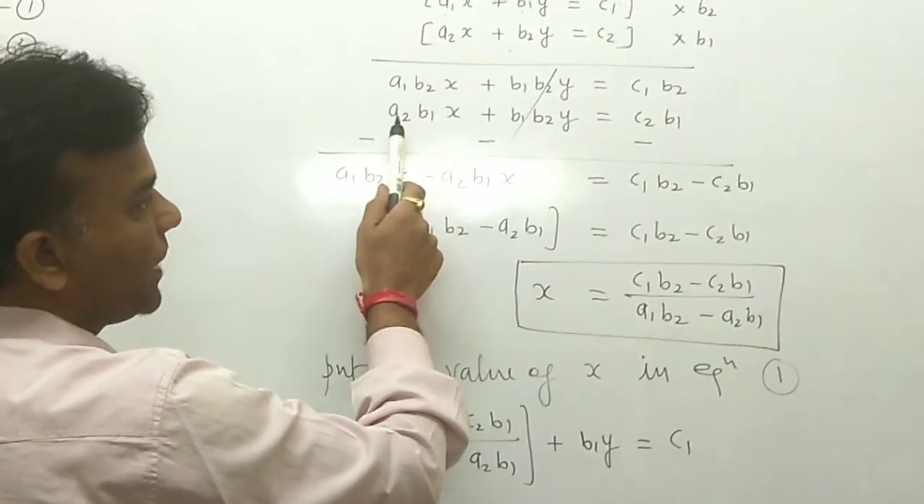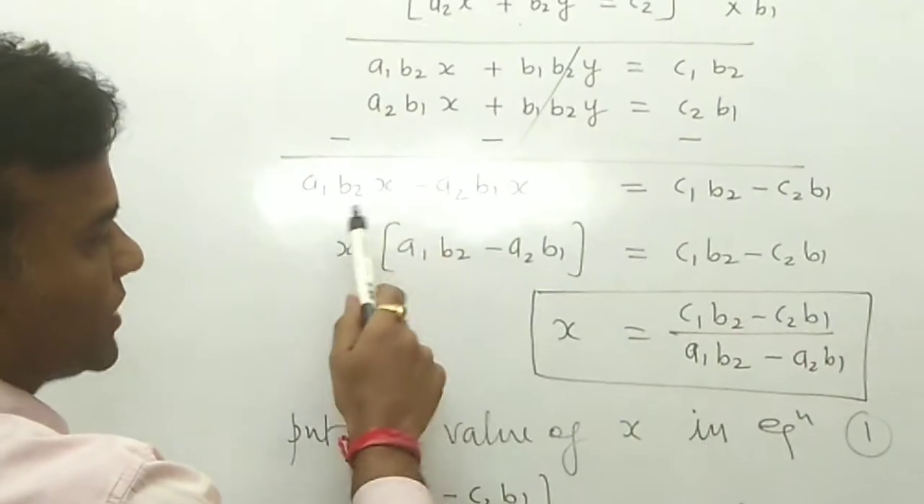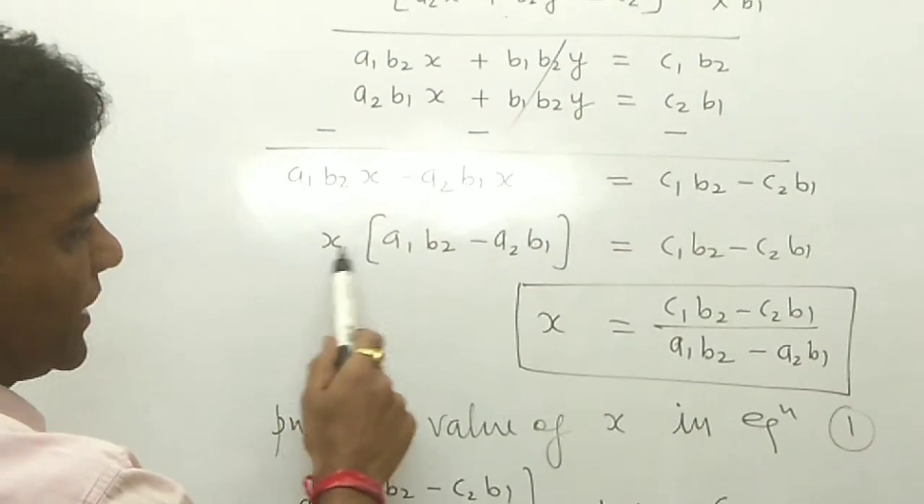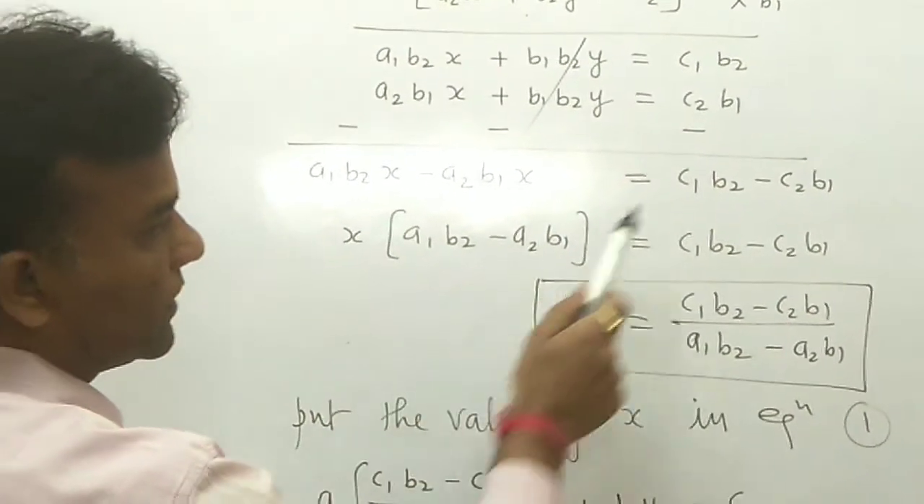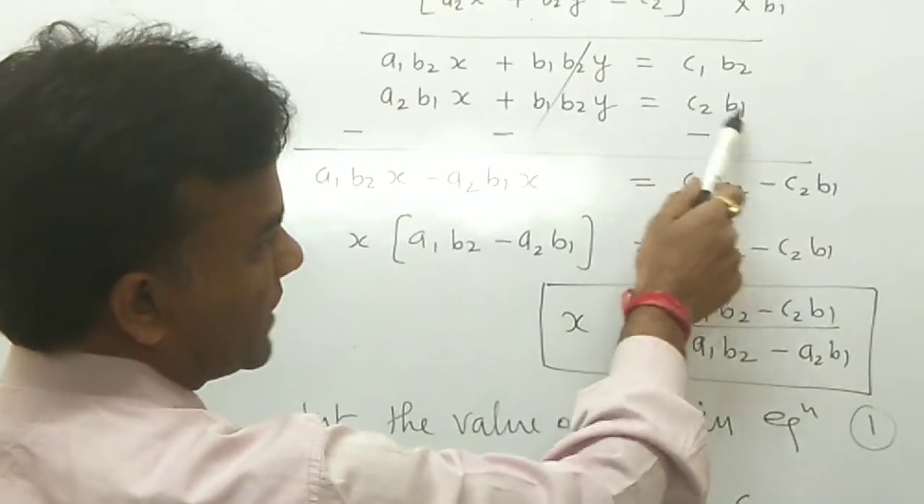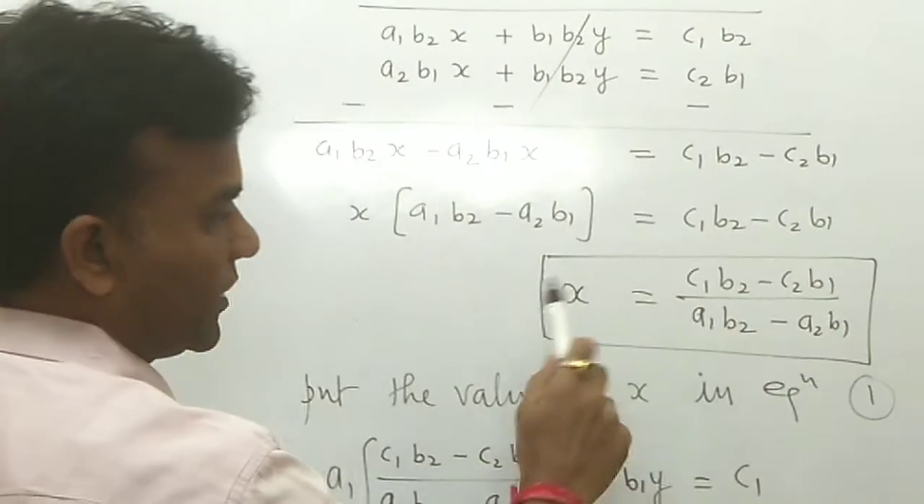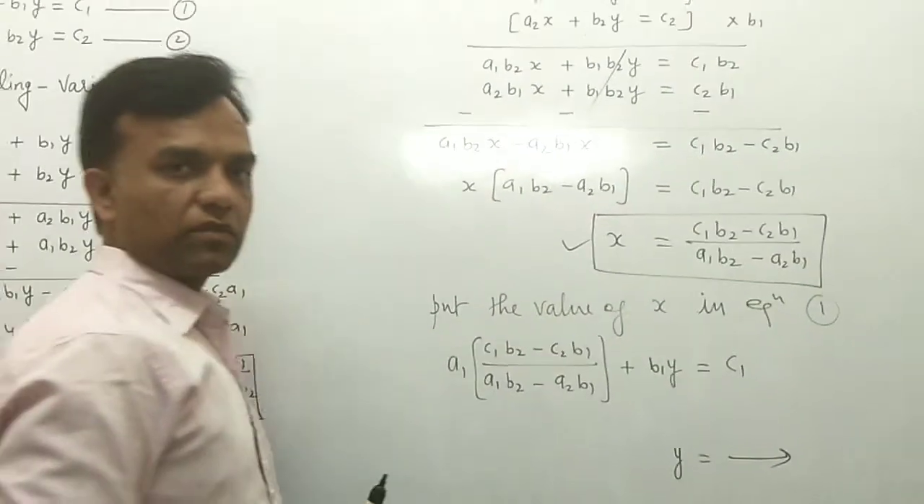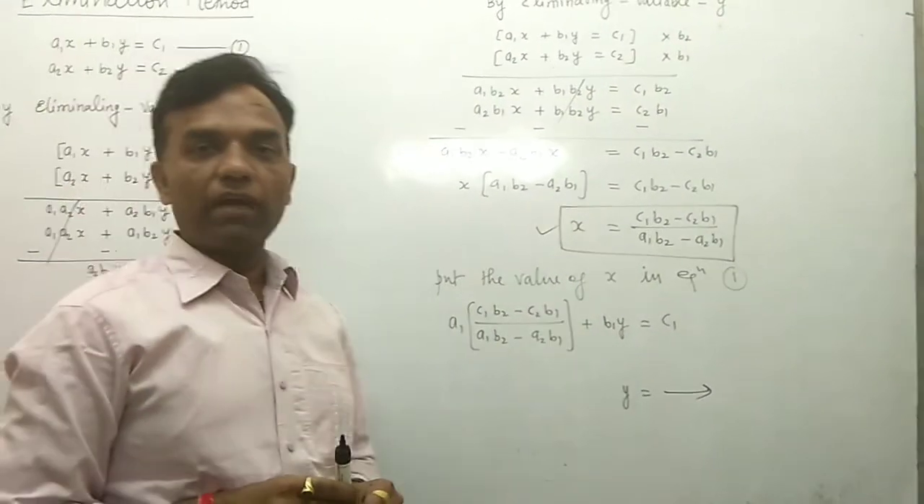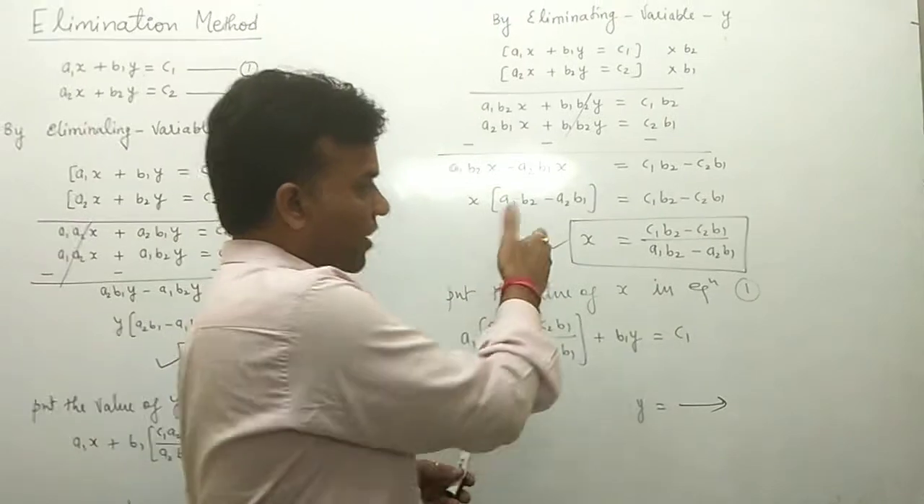So a1 b2 minus a2 b1, you write this value with x, so x is written outside, and then this equation. Similarly c1 b2 minus c2 b1, and this whole bracket goes into the denominator, and then you get the value of x. So if you eliminate the variable y, you get the value of x.